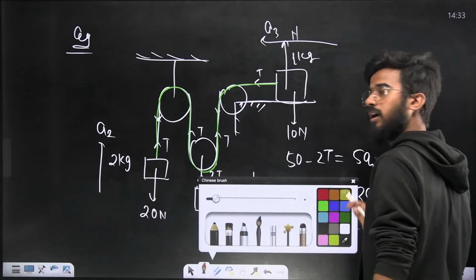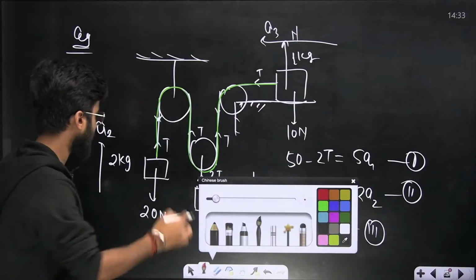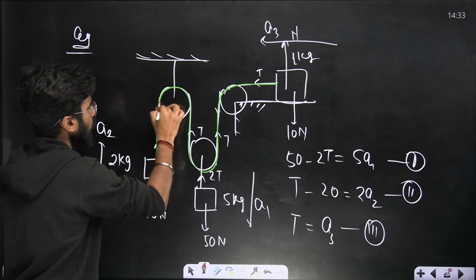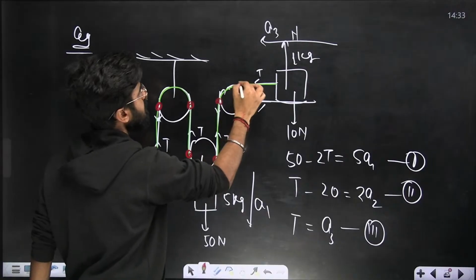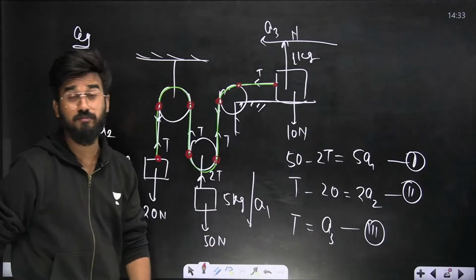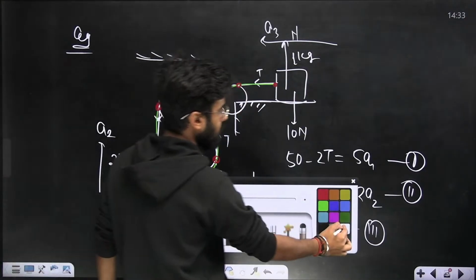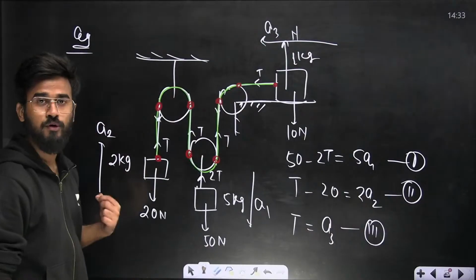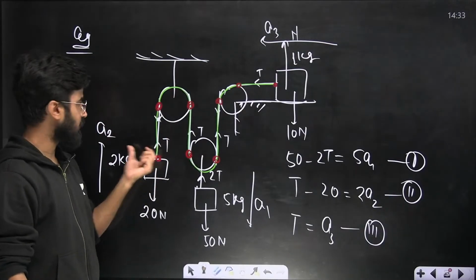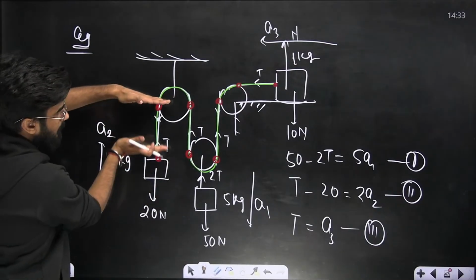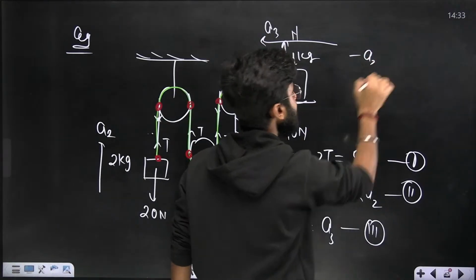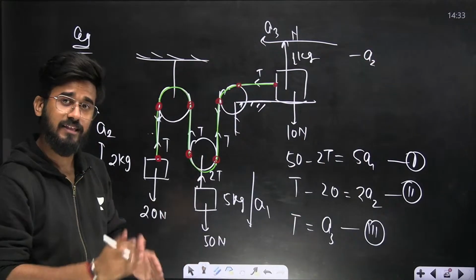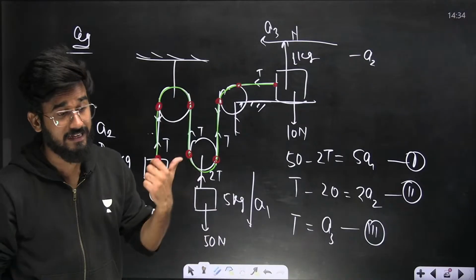First of all, mark the points which are connected. So 1 point, 2, 3, 4, 5, 6, 7, 8. We just mark the end points. Now, this block is moving upwards with acceleration A2, so this length will be decreasing, means minus A2. If the length is decreasing, the acceleration is negative. If the length is increasing, then the acceleration is positive.